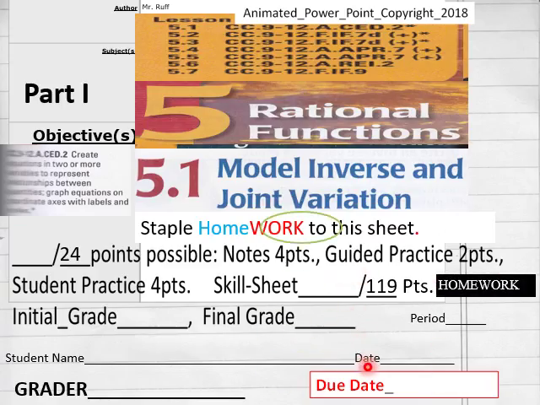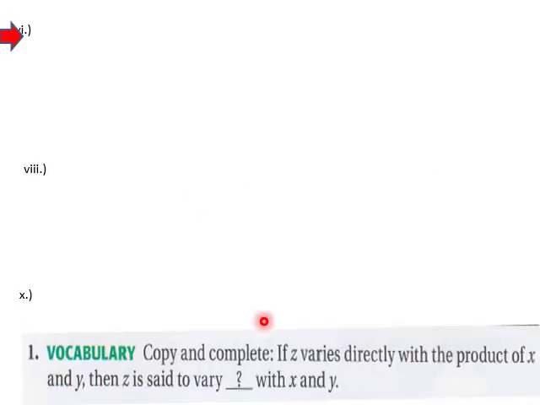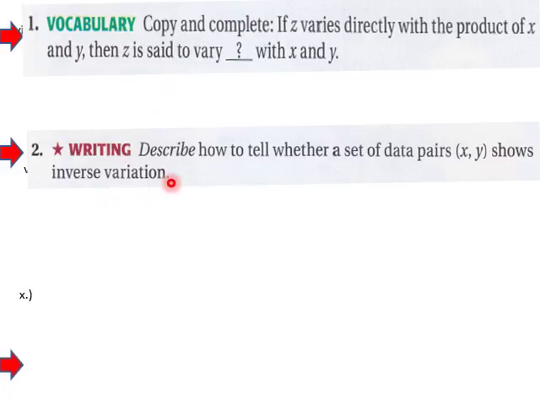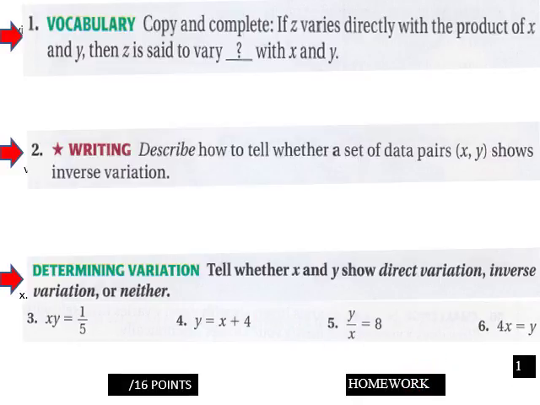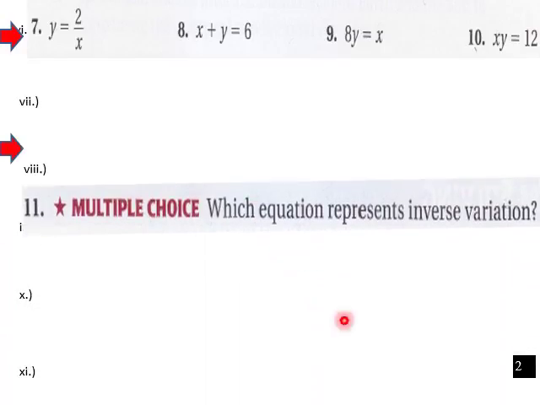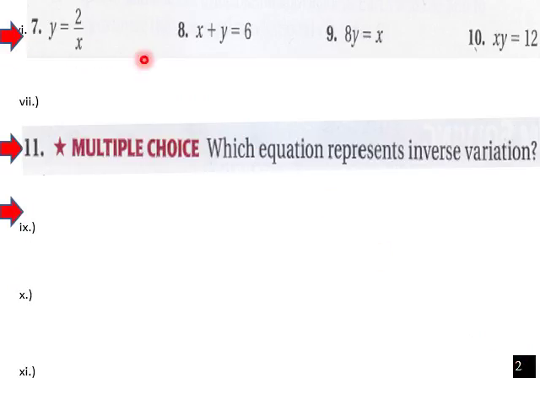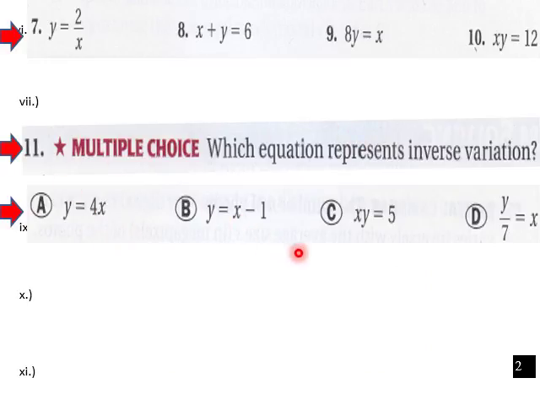Then we go into our homework here. You have 119 points on your homework, and then we had 24 points of note-taking for 5.1. Then we have vocab and writing for page 1. Then we have determining variation, again showing direct, inverse, or neither types of variation from these expressions here. Page 2 of the homework, same thing up here. Which equation represents inverse variation? You have multiple choice here.